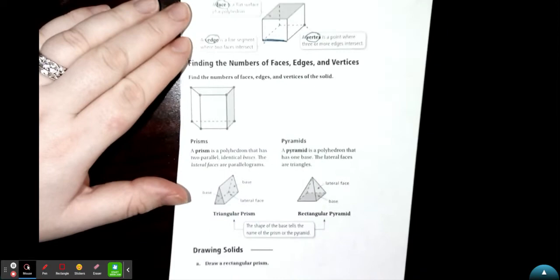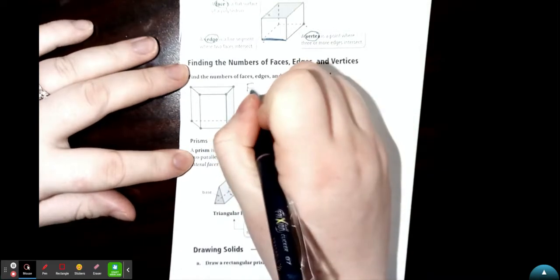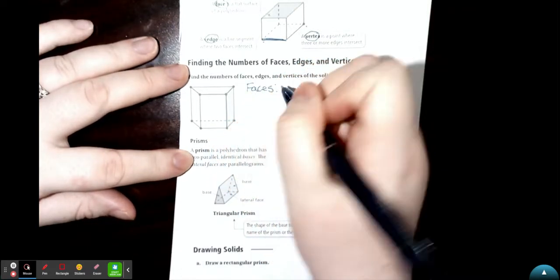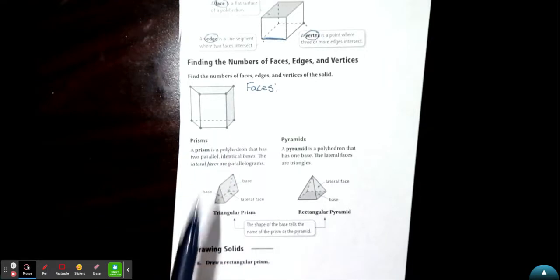All right, first example. Find the number of faces, edges, and vertices of the solid. Okay, when you think you know how many faces this shape has, I want you to put your pinky up.